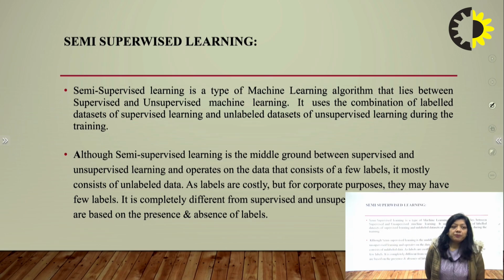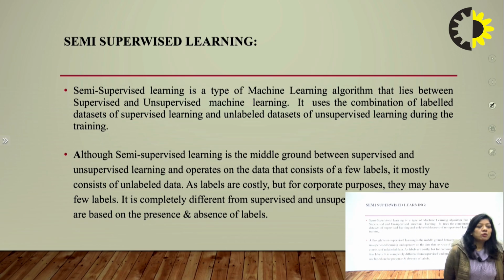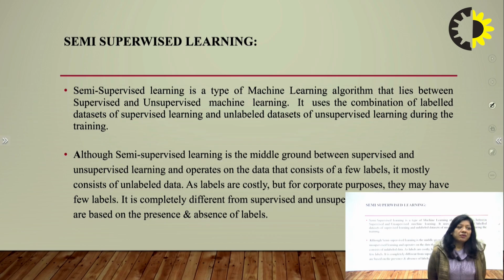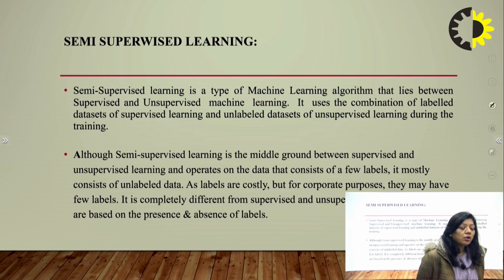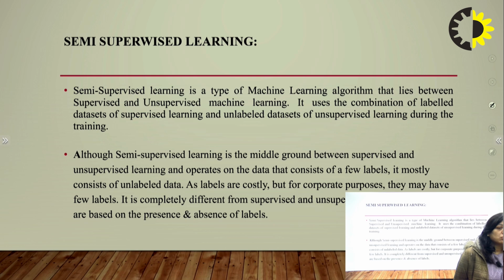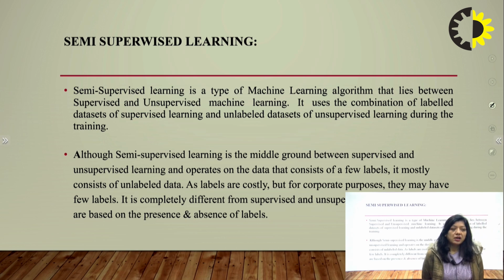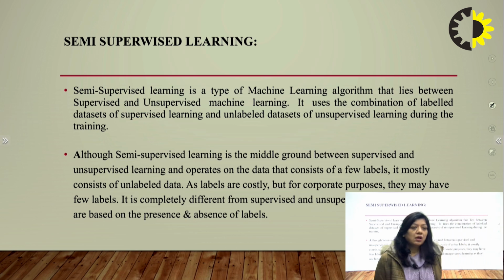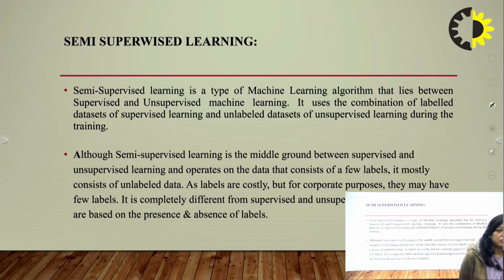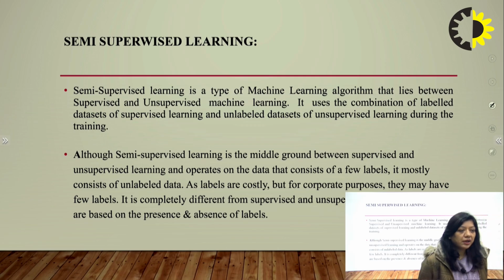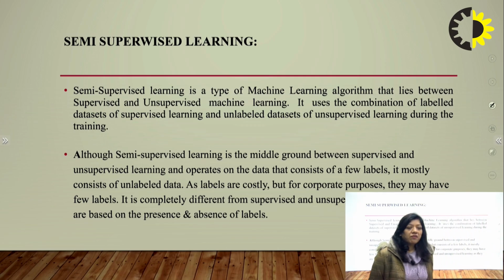The third one is semi-supervised learning. Semi-supervised learning is a type of machine learning that lies between supervised and unsupervised machine learning. It uses a combination of the labeled data set of supervised learning and the unlabeled data set of unsupervised learning during the training. Semi-supervised learning is the middle ground between supervised and unsupervised learning and operates on data that consists of a few labels.